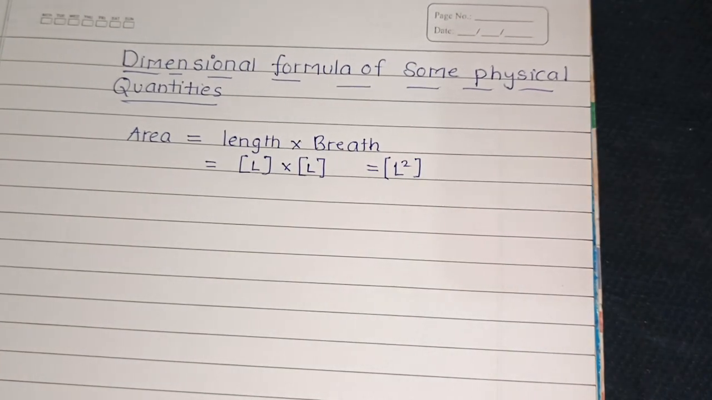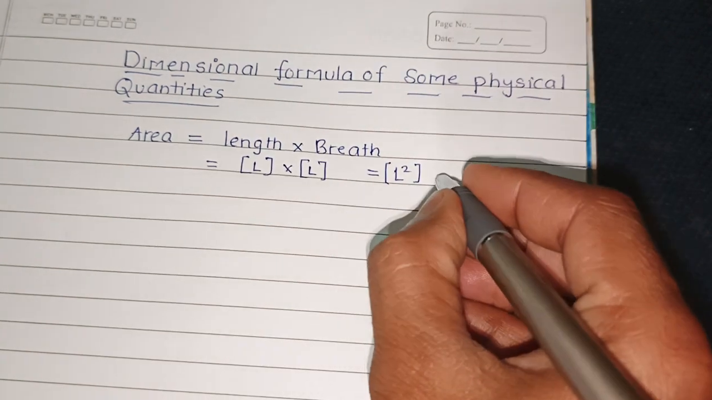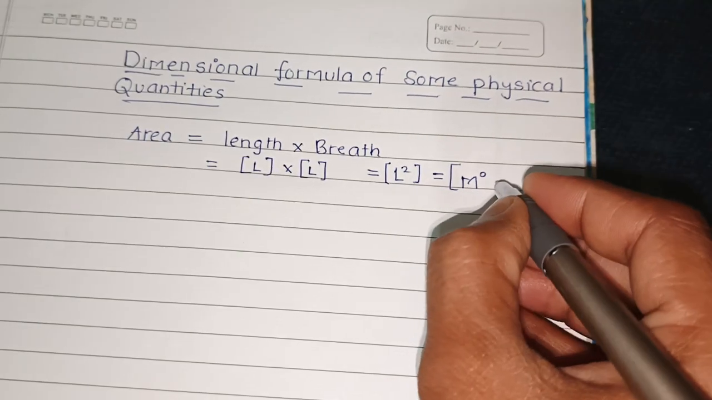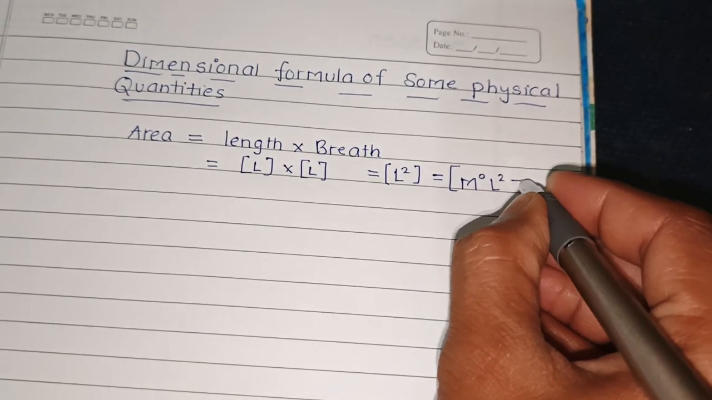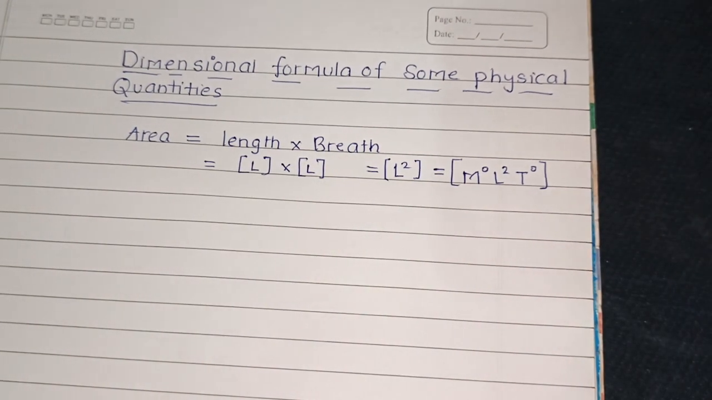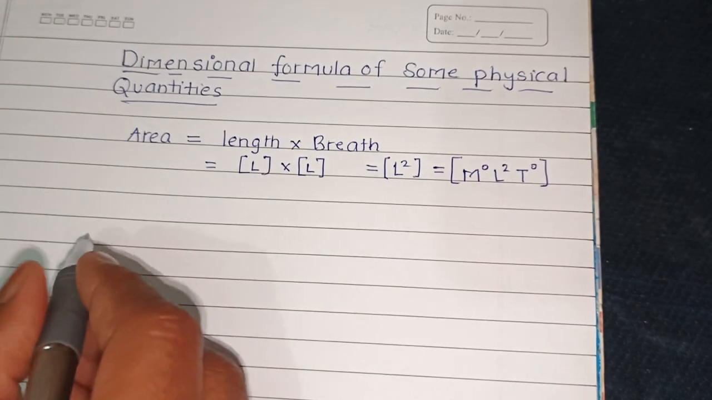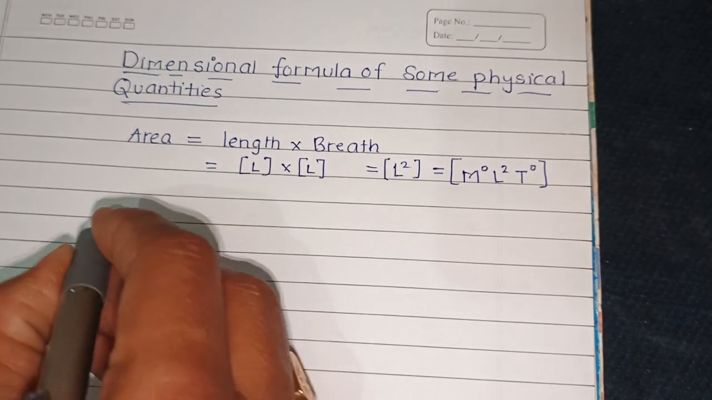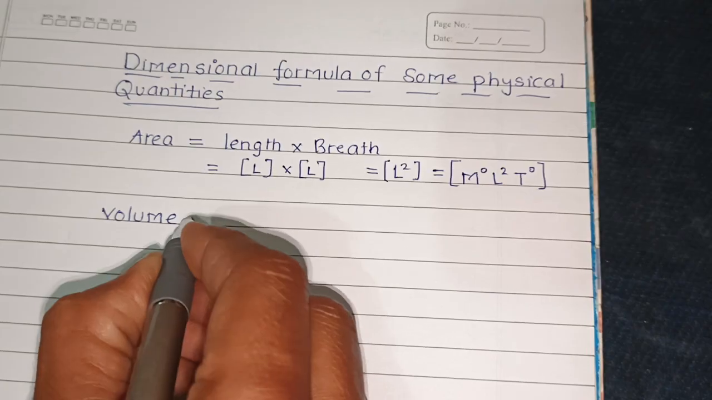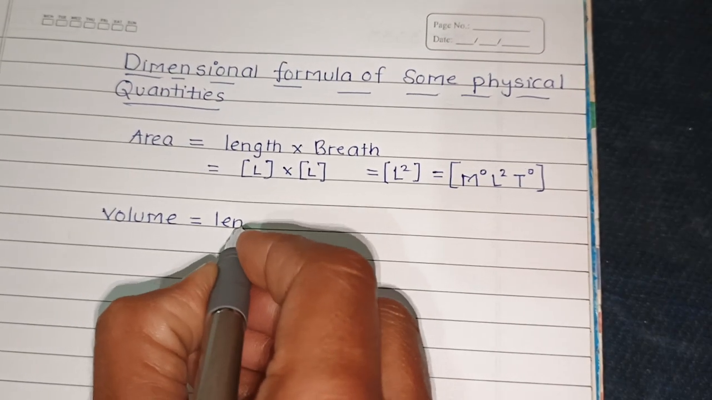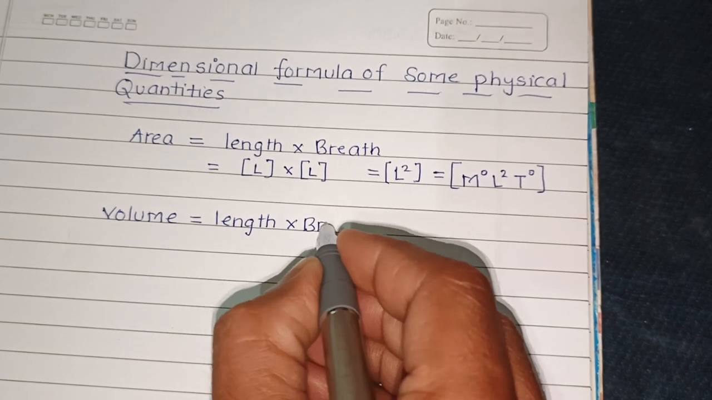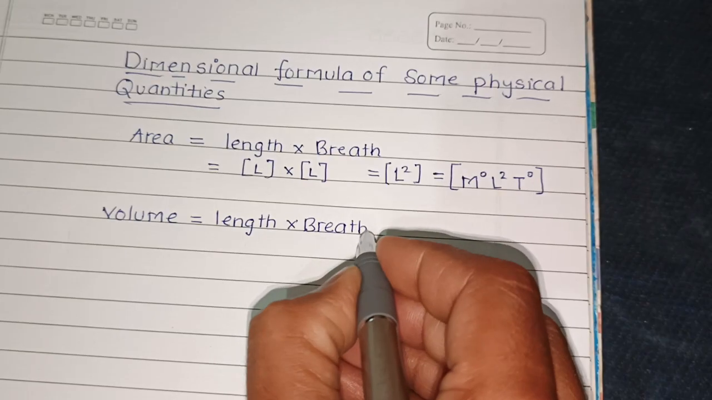Okay, so we can write this like this: M to the power 0, L to the power 2 and T to the power 0. This is the dimension of area. Now dimension of volume. That is length into breadth into height.